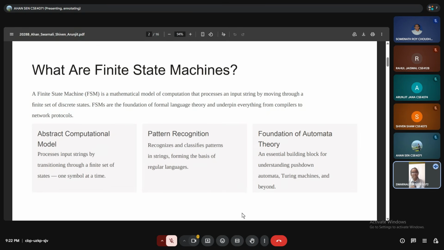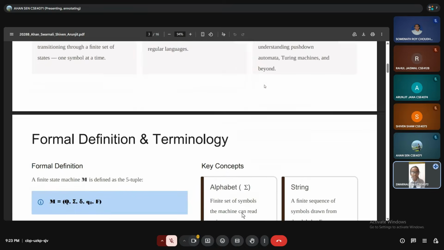Formally, an FSM is designed with 5 components. Please change this slide.